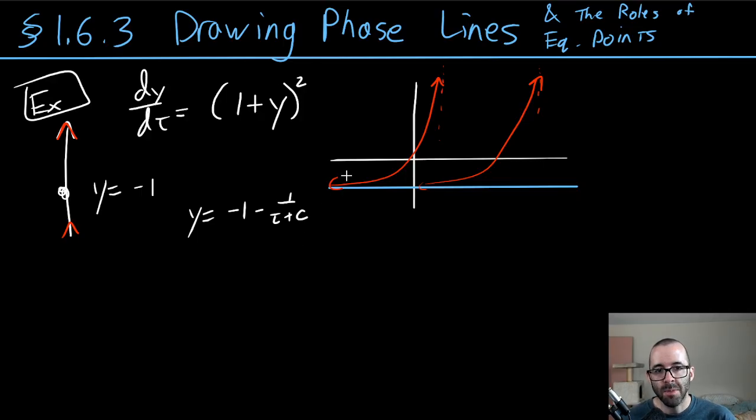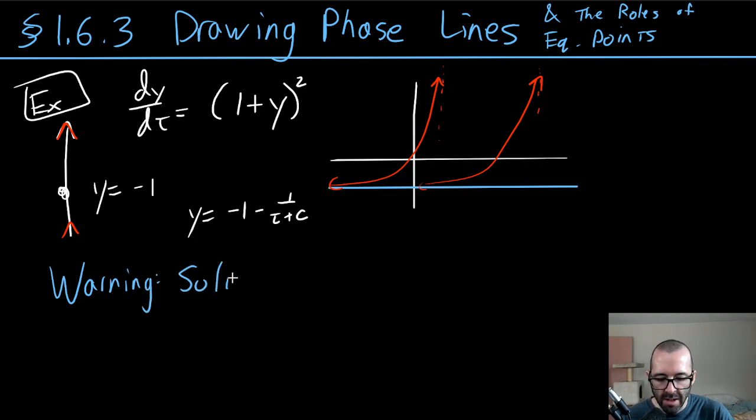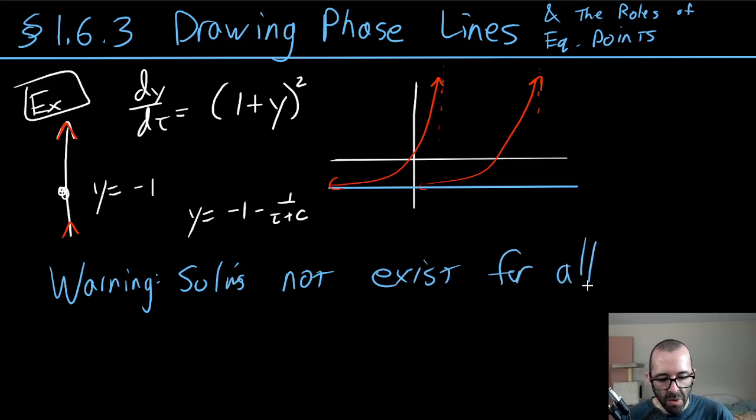So these will have vertical asymptotes, and after those vertical asymptotes some funny things are going to happen to this function because it's a transformed reciprocal function. So this is just like a quick warning, right? Solutions will not exist for all time. So we have to think about what the domain of our solutions might look like. But anyway, let's go on to another example.